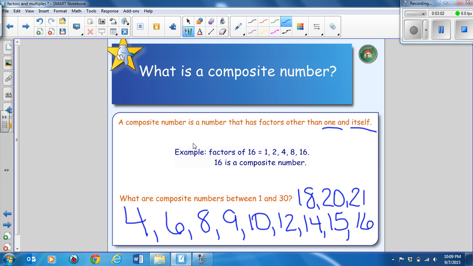All right, and then we would also have, I'll write them up here, we would also have 22, 24, 25, 26, 27, and 28, and 30. So those are all of the composite numbers up to 30.